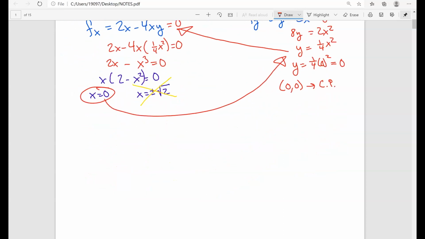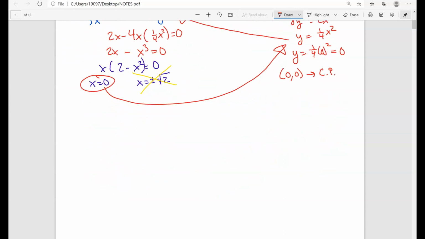So what I'm going to do is make a little chart of all my critical points. It's going to be a lot. So it's going to be (0, 0). That's my first critical point. And then later on, we'll figure out which one is the extreme, if it's absolute. Actually, let me just write f of x comma y.